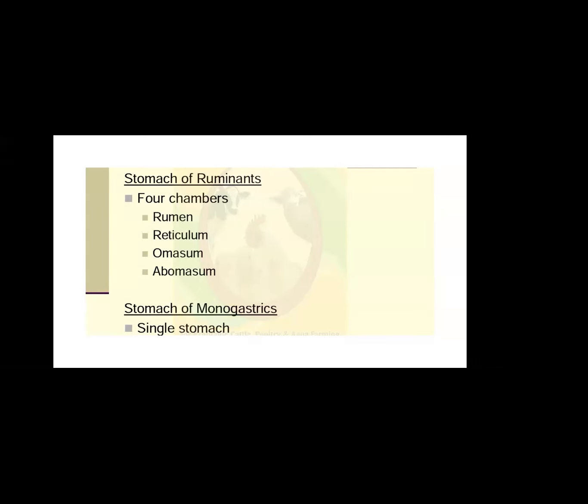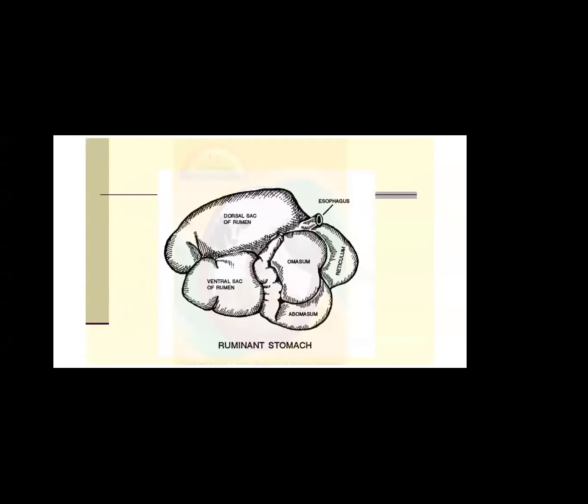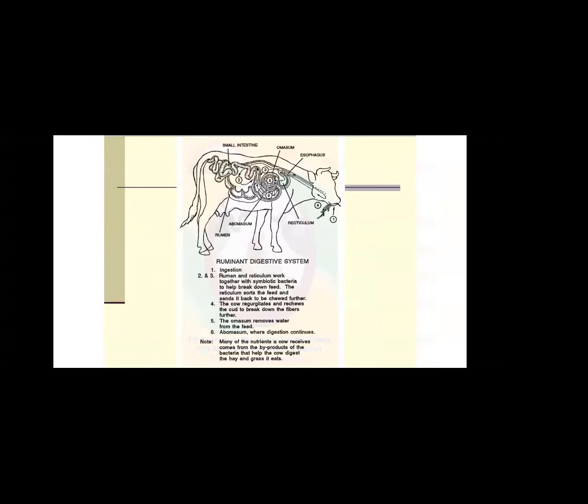Then the other three, the omasum, the reticulum, and the rumen, have specific different structures. So we've got the dorsal rumen, the ventral rumen, the omasum, the reticulum, and the abomasum there. This is basically how the anatomy looks.